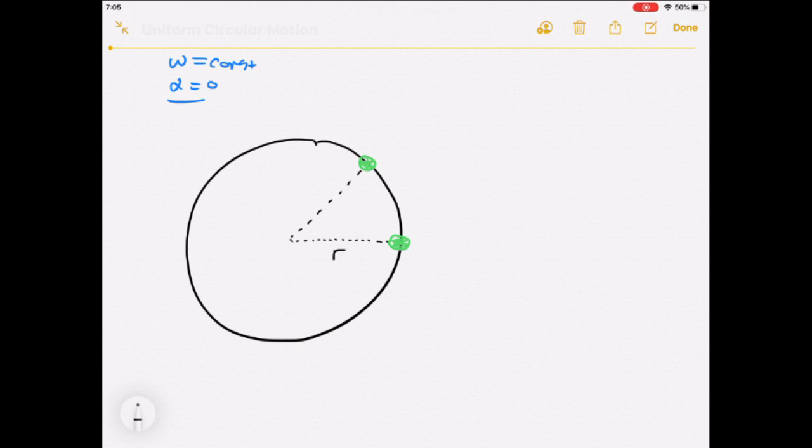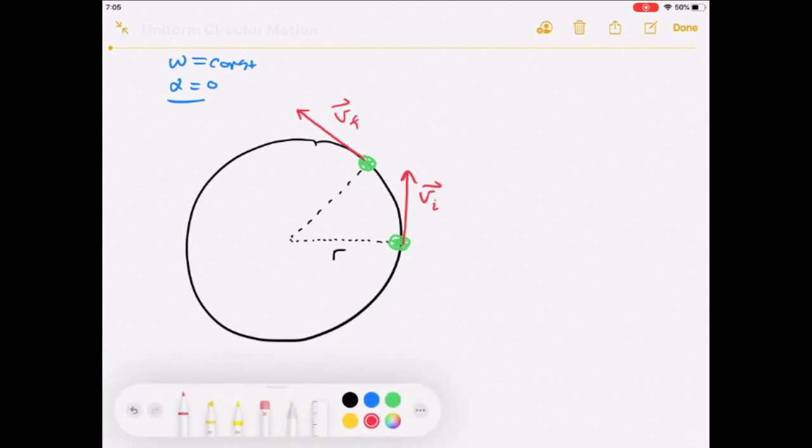This is some radius. And there's a tangential velocity at each point, right? So there's a tangential velocity here. That's like v initial. And there's a tangential velocity here. That's like v final. So let me ask this. What is the acceleration of that object?